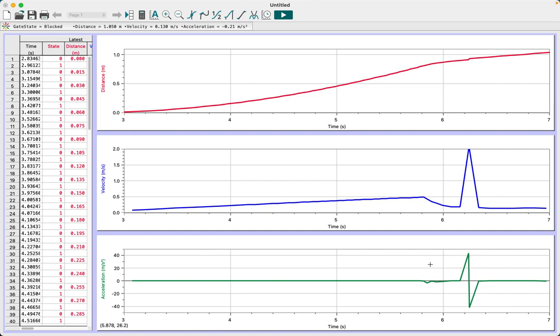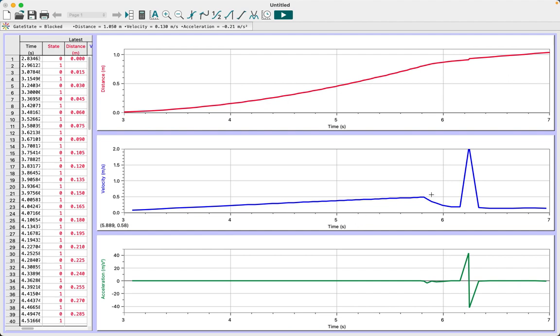But to find acceleration, remember that acceleration measures how fast velocity is changing. So if we look at our velocity versus time graph and find the slope of that, that tells us how fast the velocity is changing, the change in velocity every second, which is acceleration.